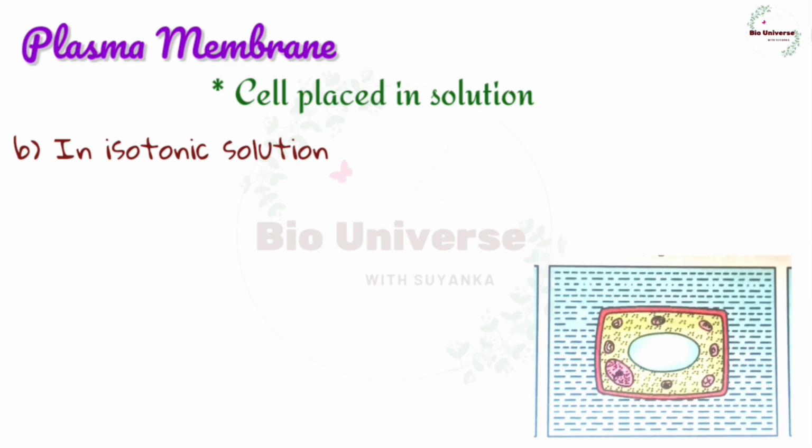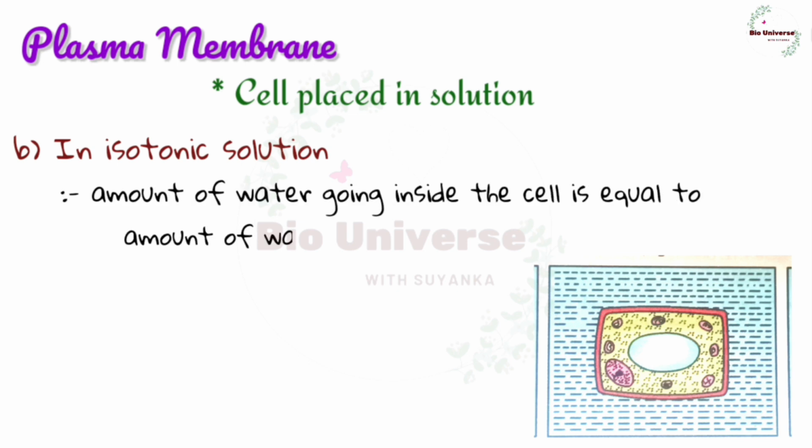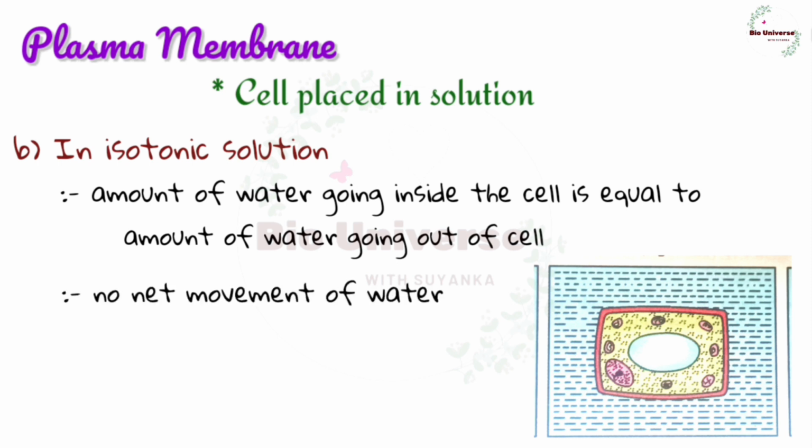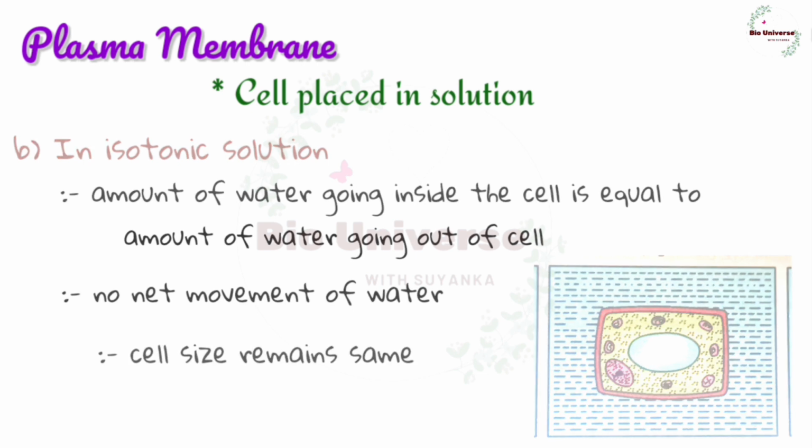If we put the cell into an isotonic solution, water passes through the semi-permeable membrane in both directions. The amount of water going inside the cell is equal to the amount of water going out of the cell. Therefore, there is no net movement of water. The cell size will remain the same.